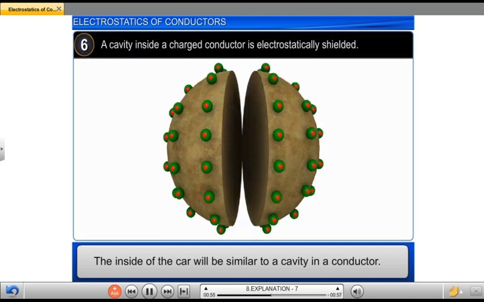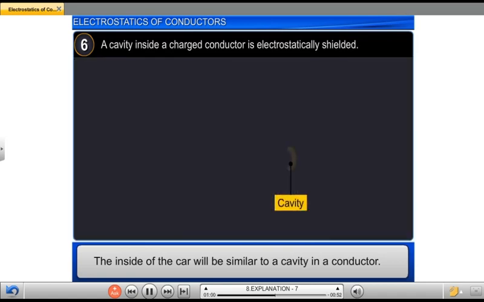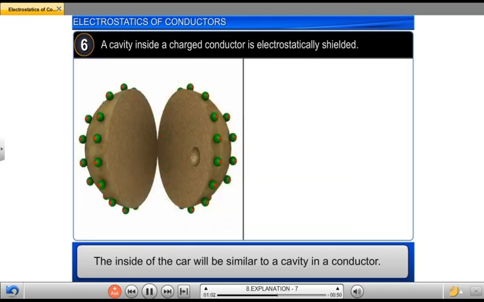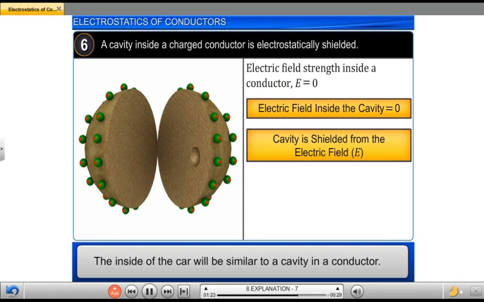Six, a cavity inside a charged conductor is electrostatically shielded. We know that the electric field strength inside a charged conductor is 0. Hence, irrespective of the charge and the electric field configuration outside the conductor, the electric field in the cavity inside the conductor is 0, and the cavity will remain shielded from the electric field. This is called electrostatic shielding.